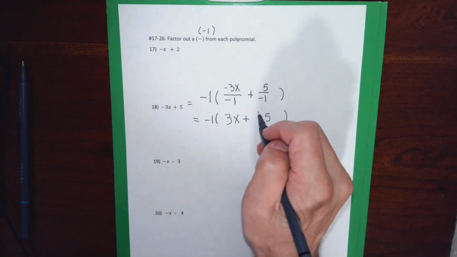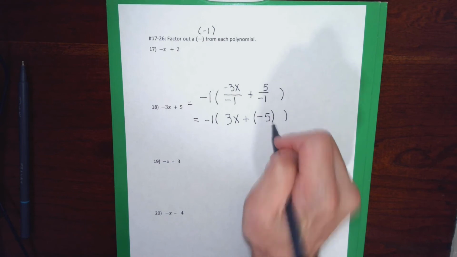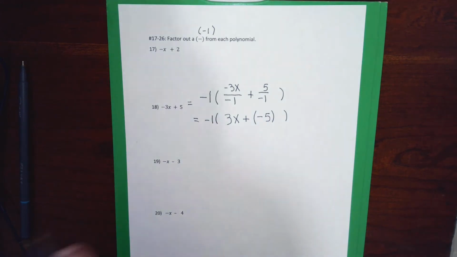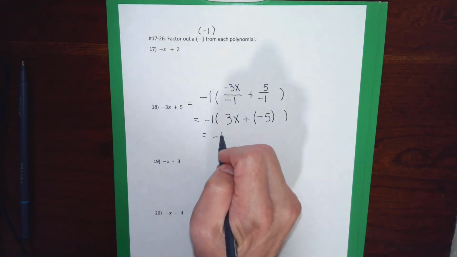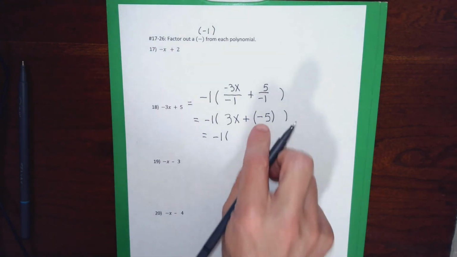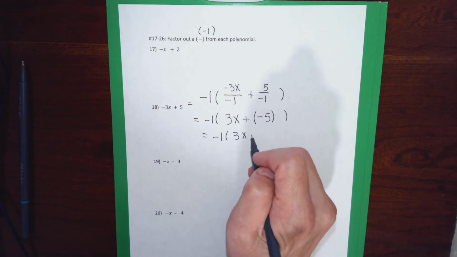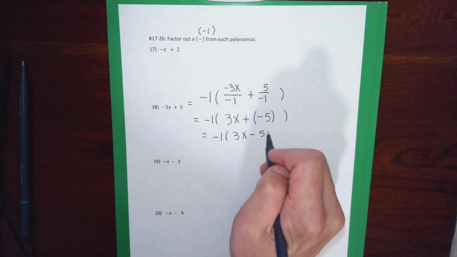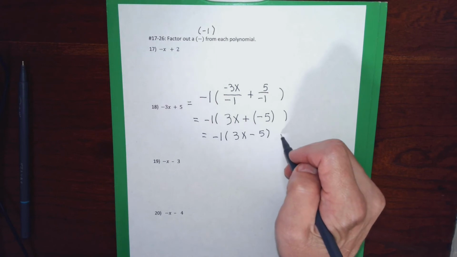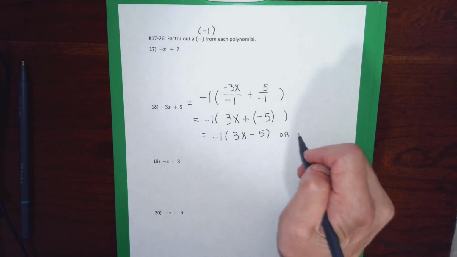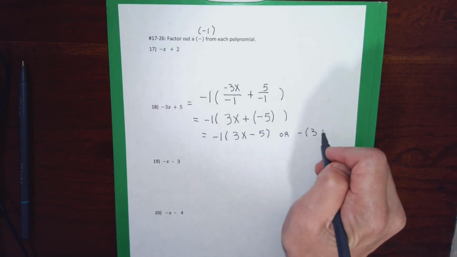And I don't like two signs next to each other, so I might insert that extra parentheses. And plus a negative is the same as minus the positive version of that. 3x plus -5 is the same as 3x minus 5. I claim that this is what I'm looking for. Either version of this.